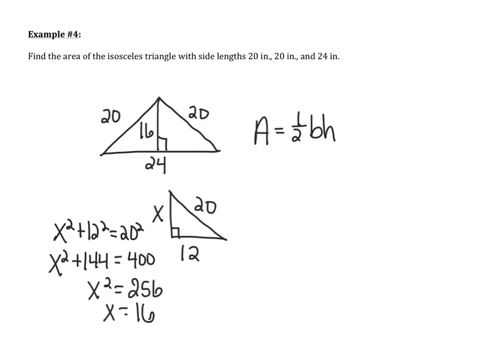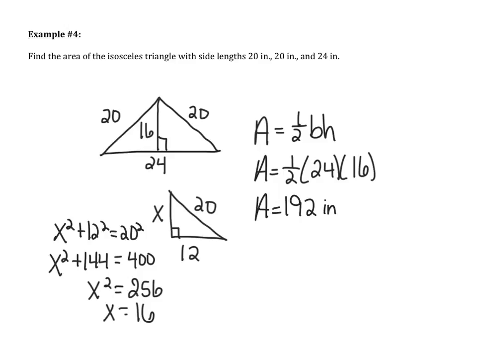So going back to the original problem, we need to find the area. So the area would be equal to 1/2 times the base, which we said was 24, and the height, which is now 16. This is really simple to do. You could just do half of 24, which is 12, and then 12 times 16 is 192. Since we're finding an area, and area units are always squared, we're going to say square inches for our unit. So the area of this isosceles triangle is 192 square inches.